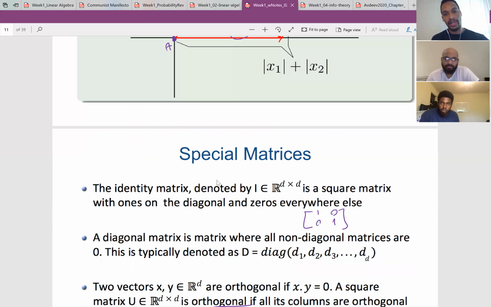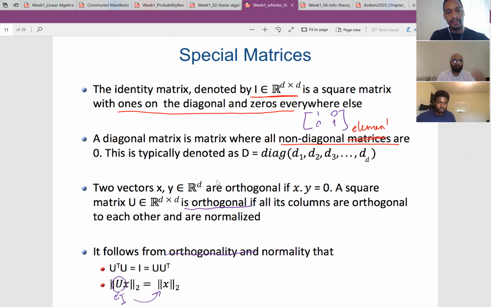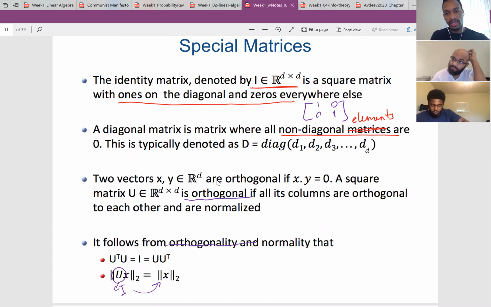Okay, then special matrices. So we have the identity matrix, which is a square matrix with ones on the diagonal and zeros everywhere else. A diagonal matrix is a matrix where all the non-diagonal elements are 0. This is typically denoted as D, diag, and then you have the elements that are on the diagonal.